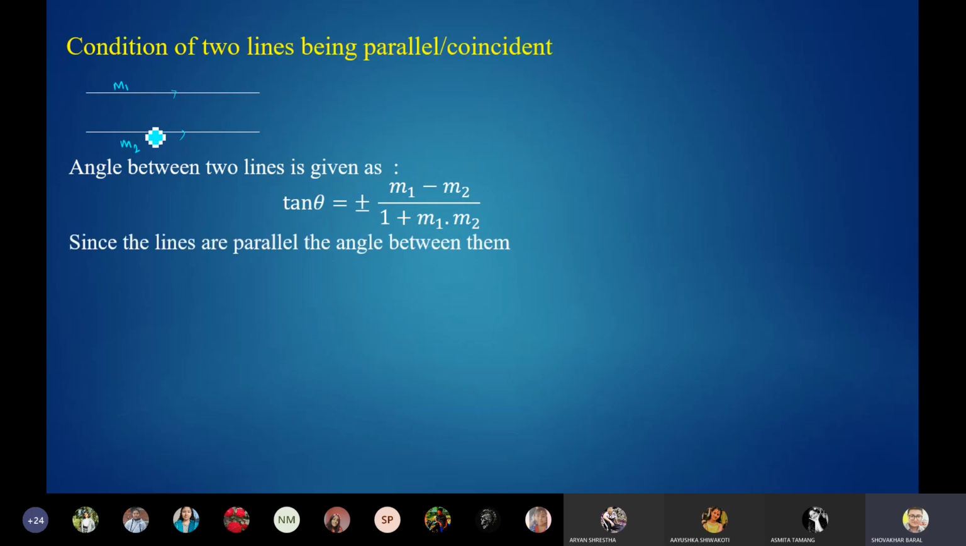So m1 and m2, since the lines are parallel, the angle between them is, can anyone tell me what is the angle between them? What is the angle between the two parallel lines? Two lines are parallel. What is the angle between them? Can anyone tell me?